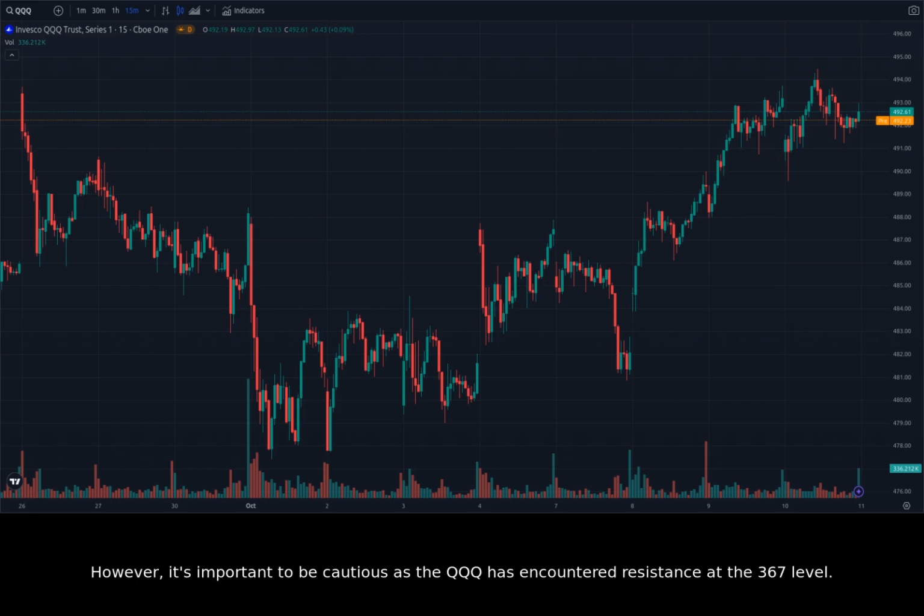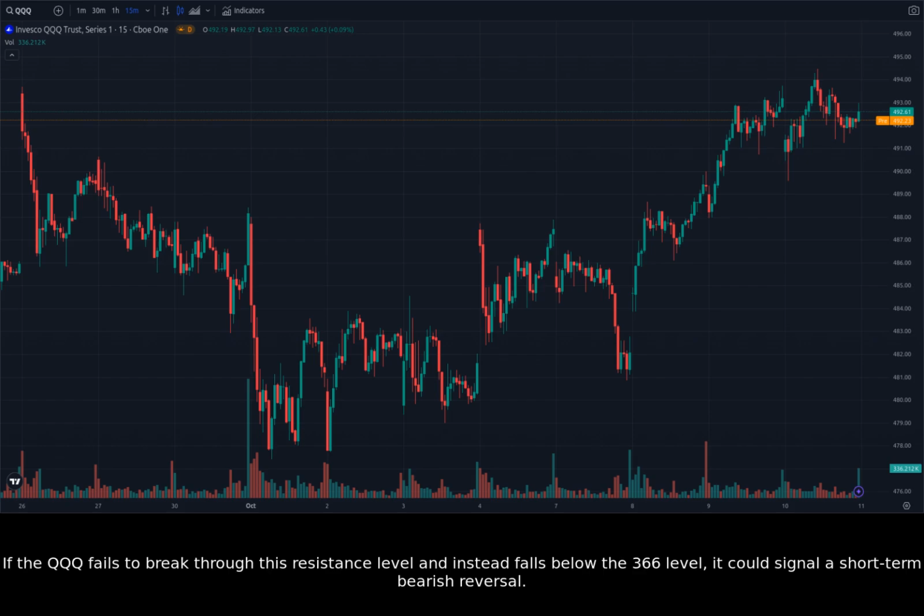However, it's important to be cautious as the QQQ has encountered resistance at the 367 level. This level has been acting as a ceiling for the past 15 minutes, and the QQQ has struggled to break through it. If the QQQ fails to break through this resistance level and instead falls below the 366 level, it could signal a short-term bearish reversal.